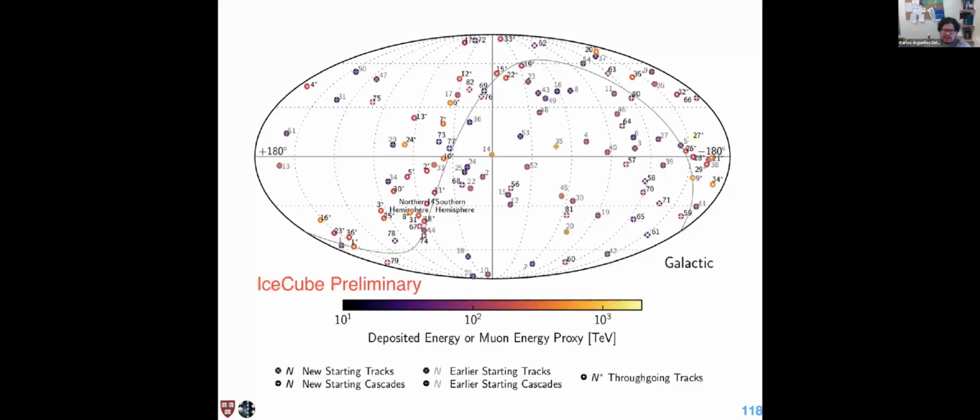And here the color indicates the energy of the neutrinos. And the different markers are going to indicate if it was tracks or cascades in the detector or not.